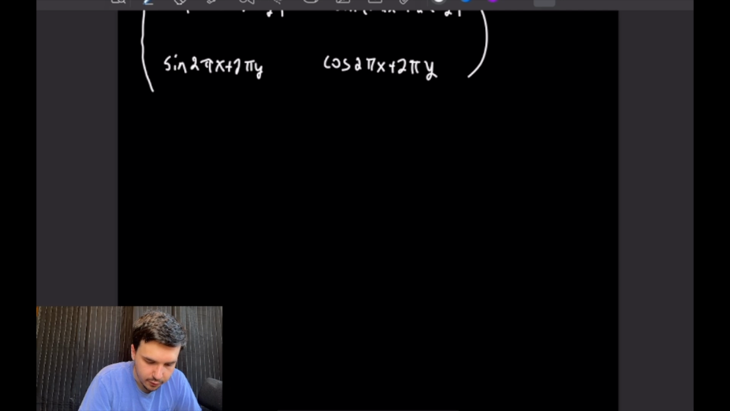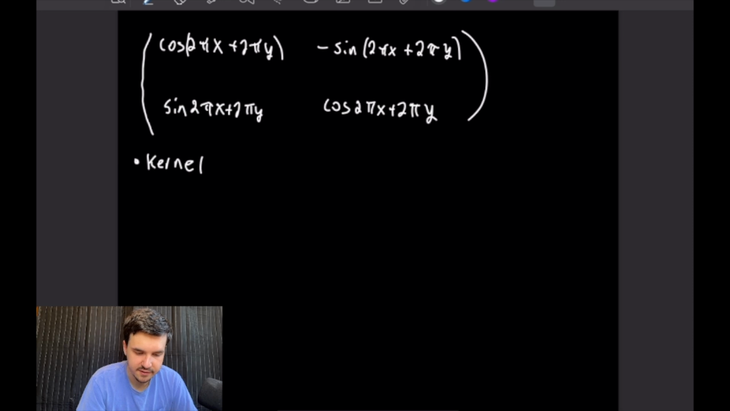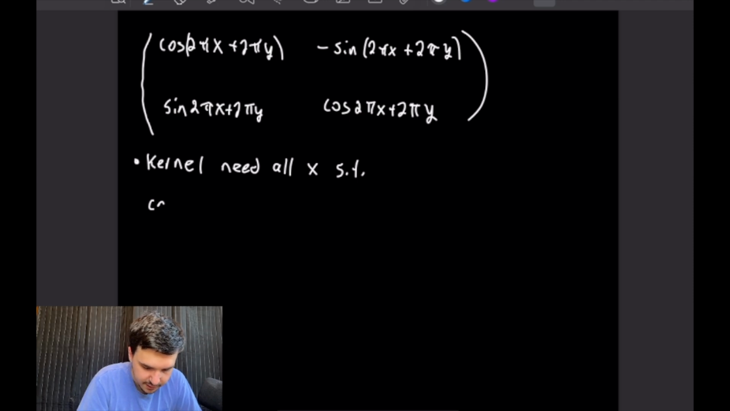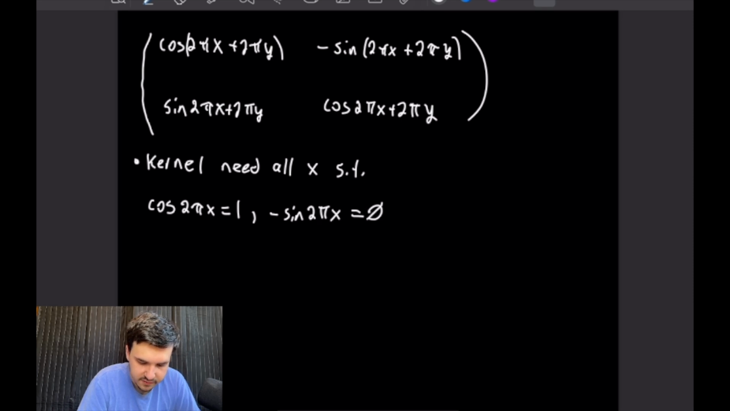So now we want to look at the kernel for this function here. And so the kernel is simply going to be, we have to have the following conditions be the case because we want to have an input from our x that will give us the identity in our GL2, which is the 2x2 identity matrix, which will have 1 on the diagonals and 0 on the off diagonals. So I'll go ahead and write that down. We need all x such that the following conditions are true. The first would be that the cosine of 2 pi x is equal to 1. And we also need that negative the sine of 2 pi x is equal to 0.